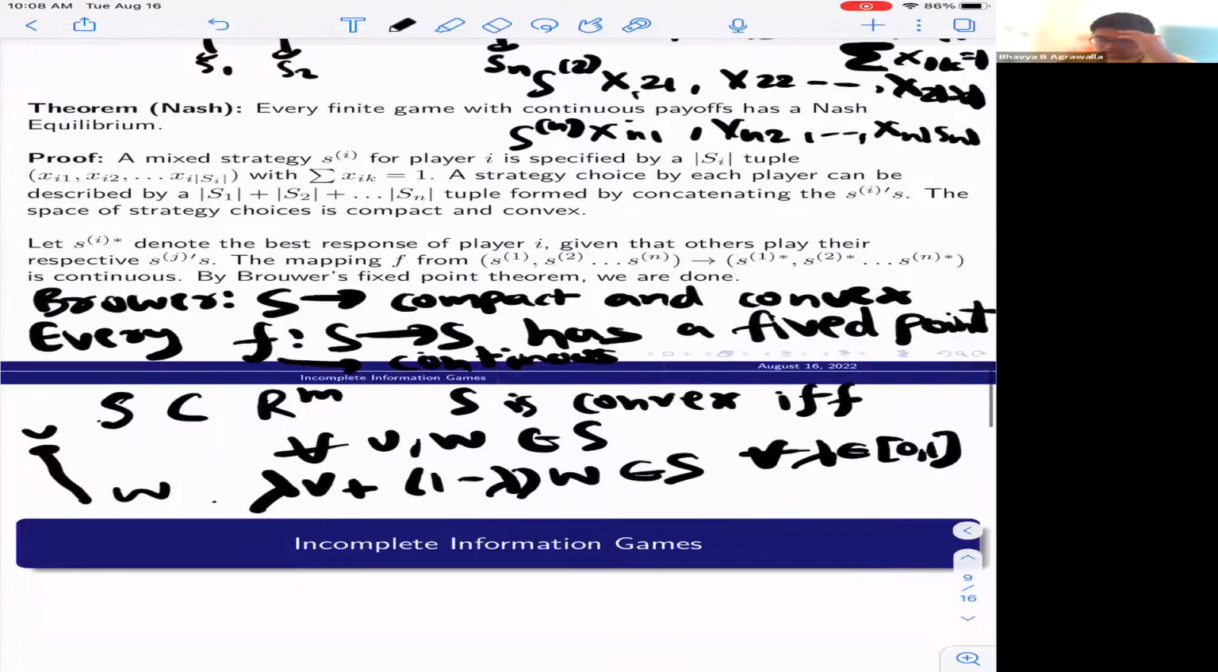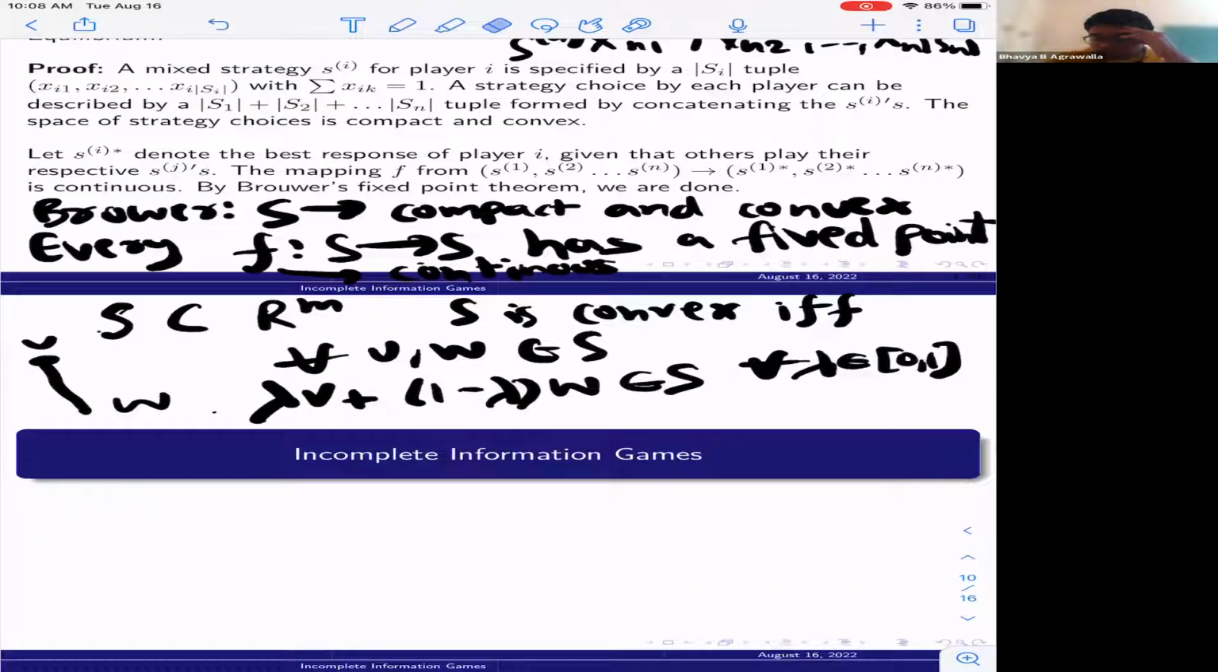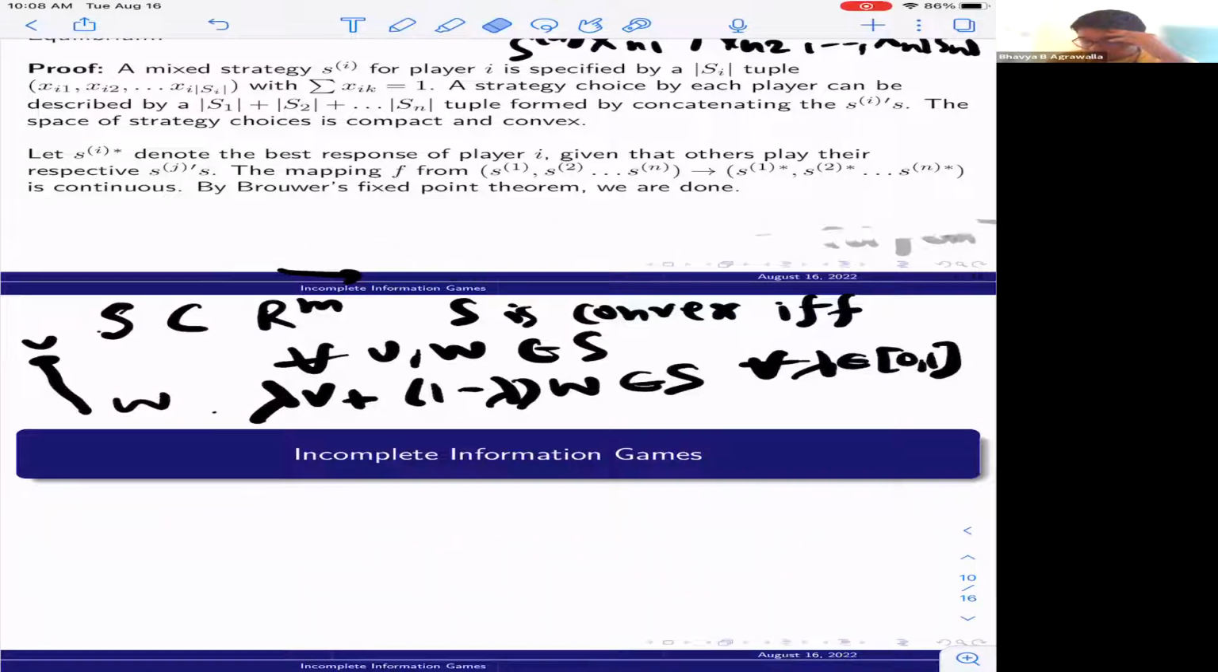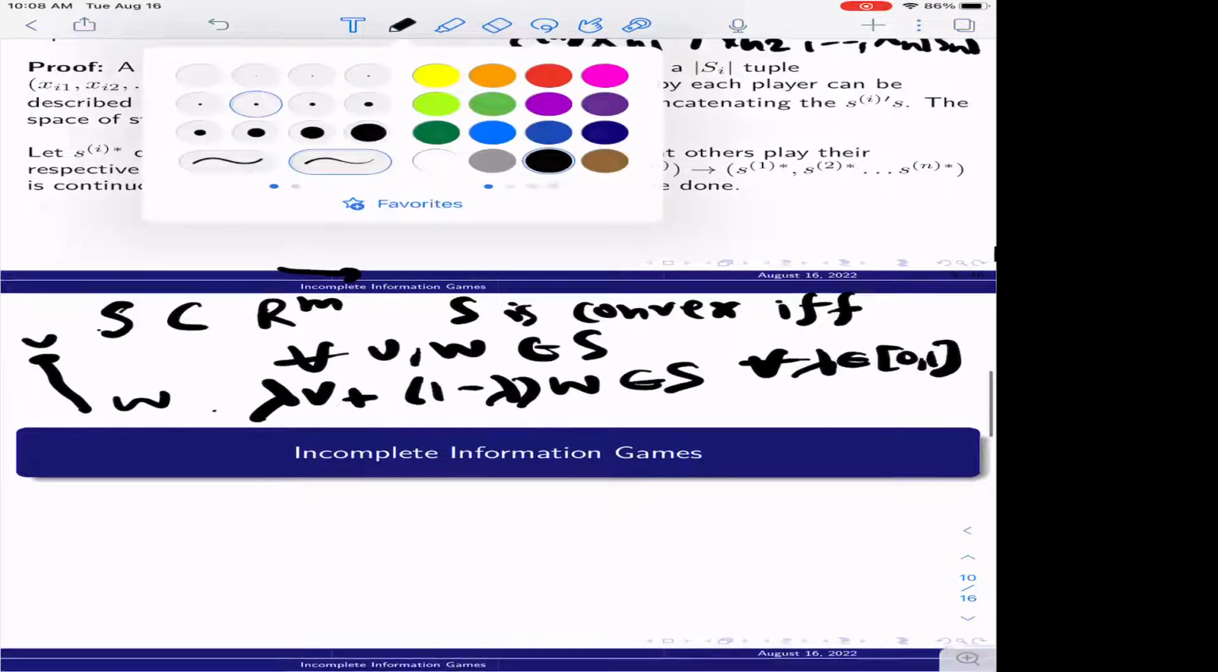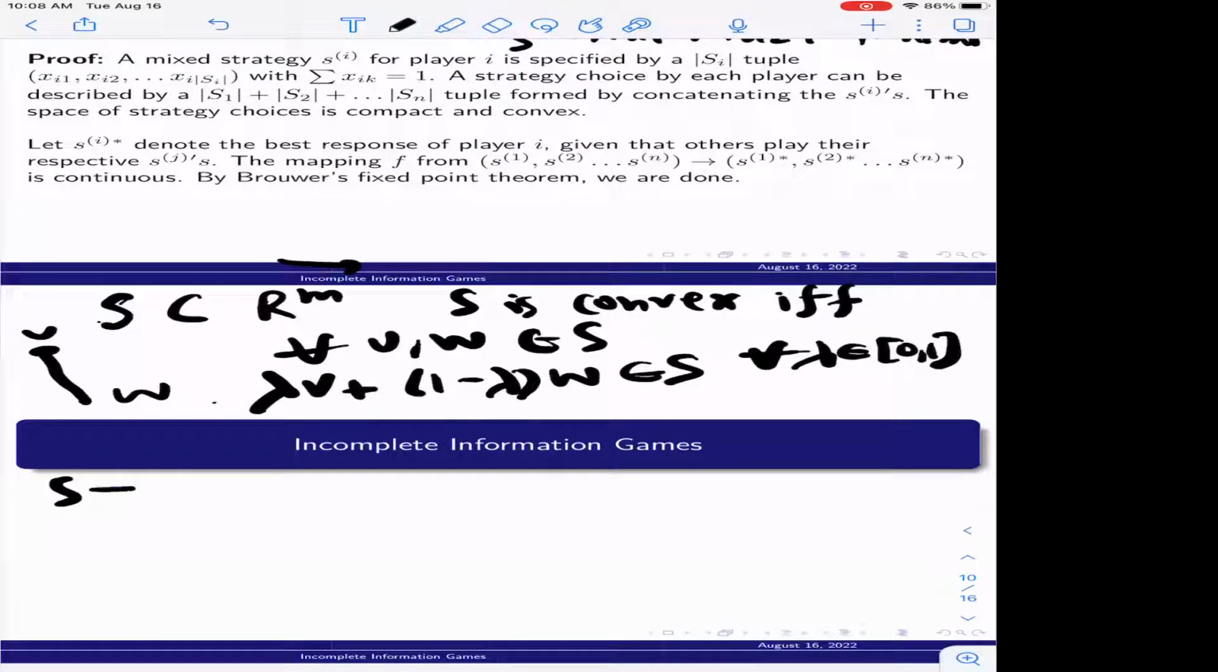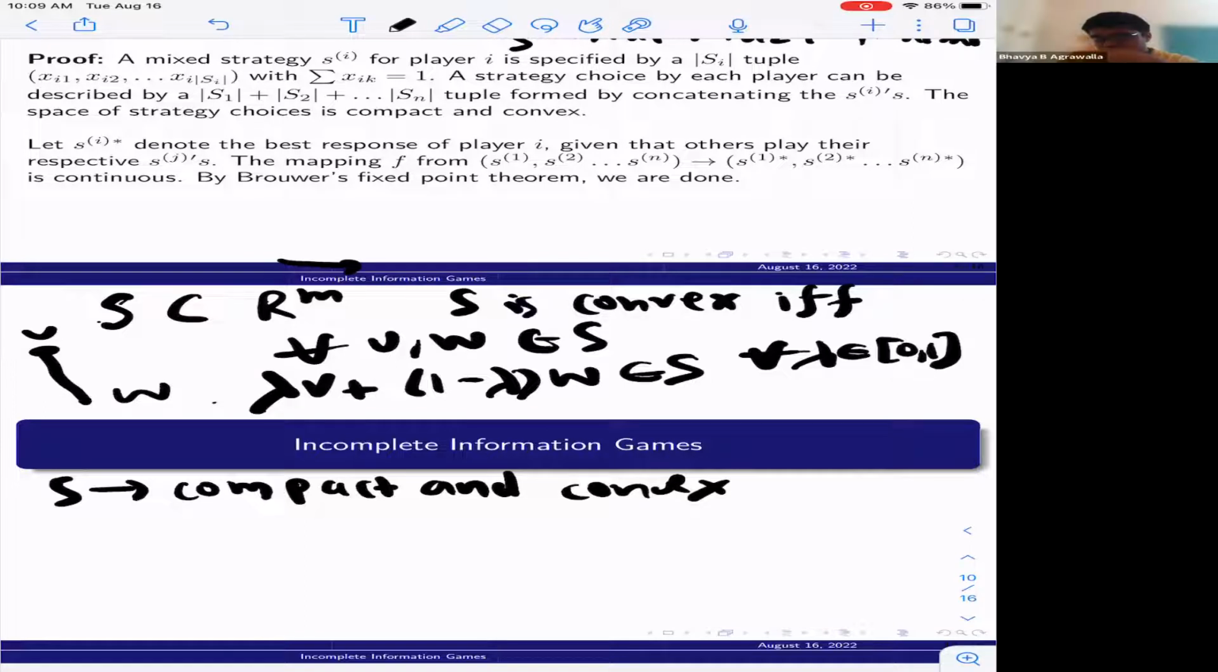A fixed point means that even if we map to something else, it will become the same thing, which is what we want in Nash. Yeah. Now, how is that continuous? How is the mapping F from (S1, S2) to (S1 star, S2 star) continuous? I will tell you.